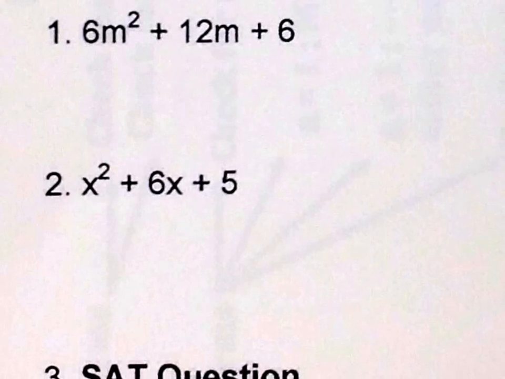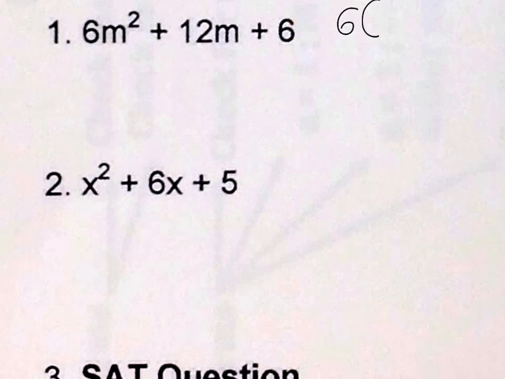Factor out the GCF because then you will make the problem 10 times easier, okay? So I can see that the A and the B and the C are all divisible by 6, so I can factor out a 6.